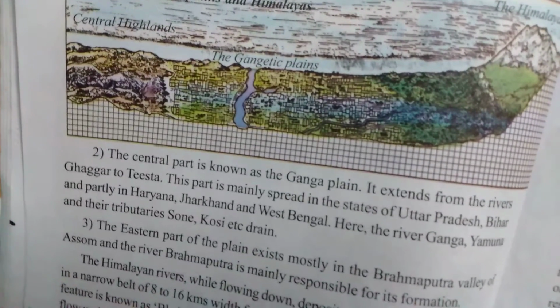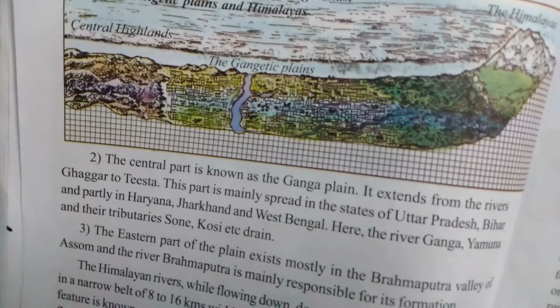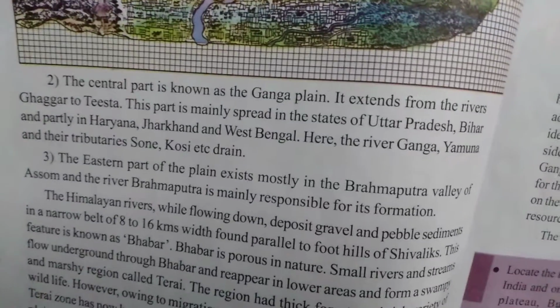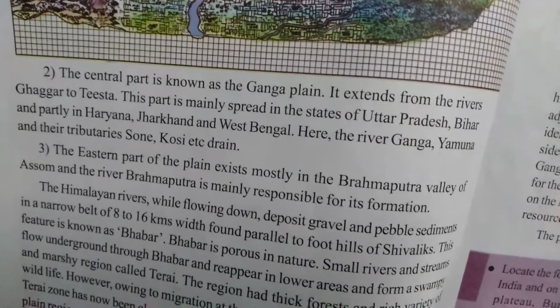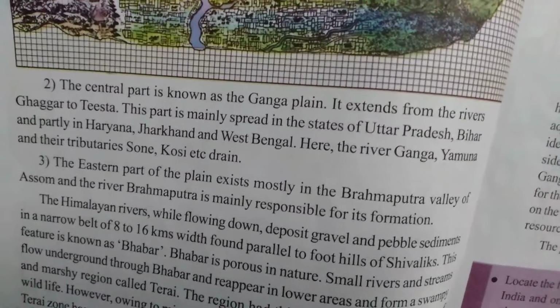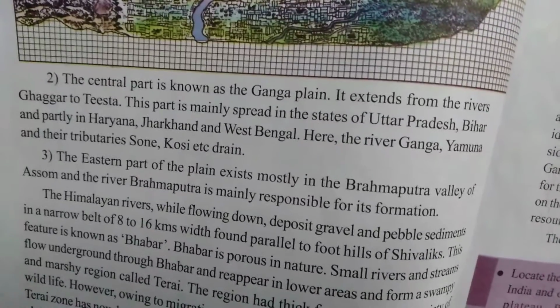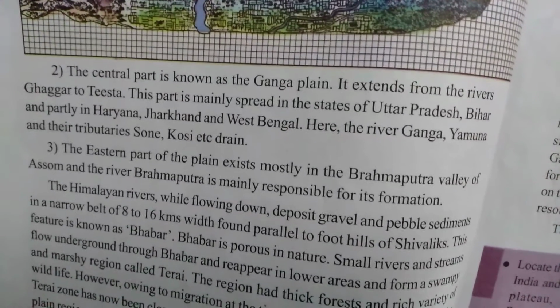This part is mainly spread in the states of Uttar Pradesh, Bihar and partly in Haryana, Jharkhand and West Bengal. Here the rivers Ganga, Yamuna and their tributaries Son, Kosi etc. drain. The eastern part of the plain consists mostly of the Brahmaputra valley of Assam, and the river Brahmaputra is mainly responsible for its formation.